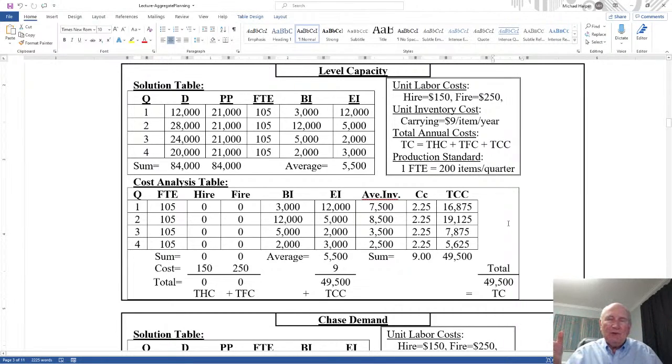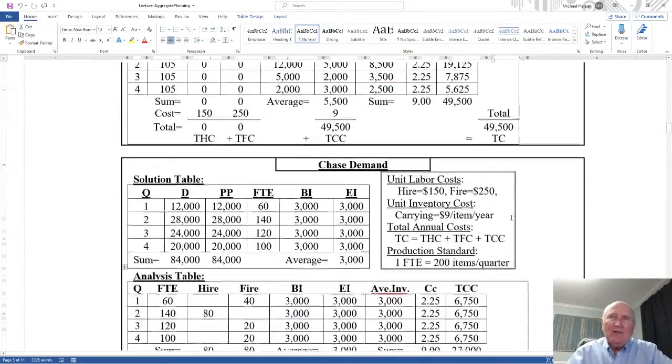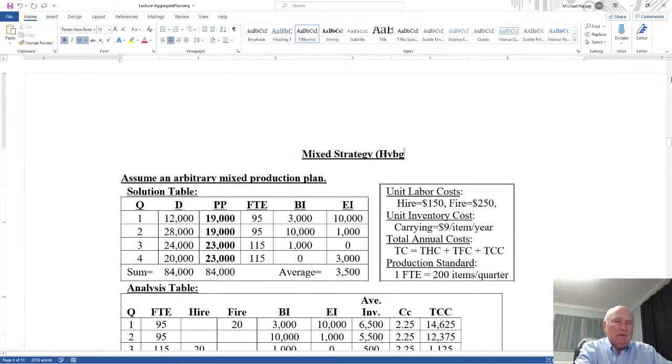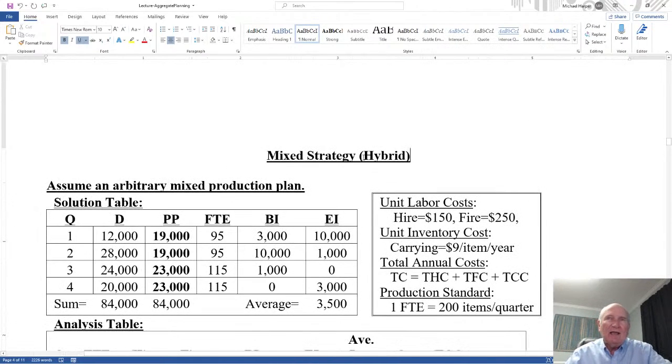Well, there are plans that are between these two. That's not level, that's not chase, that's some other plan. I call that a mixed strategy. And the textbook calls it a hybrid, which is a good enough name, a hybrid strategy. That's fine. I like a mixed strategy because it's a little level, little chase. It could be a mix of anything.